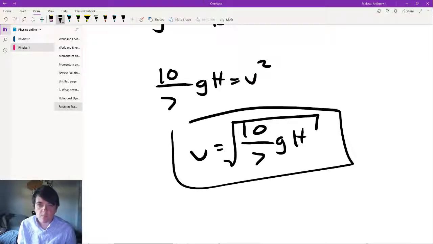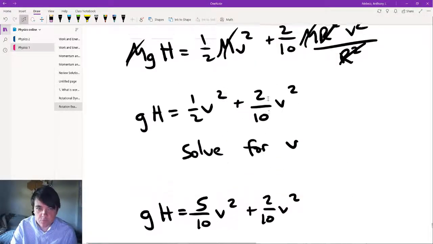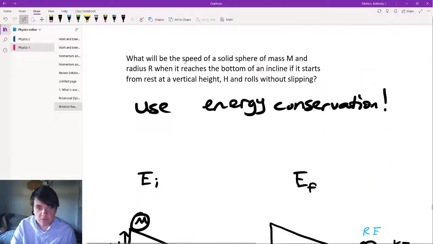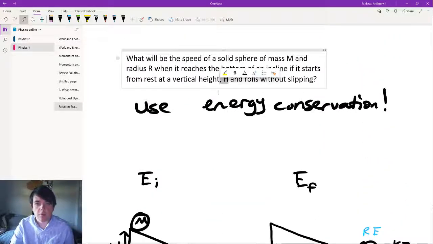And this is our answer, because we don't know what g is and we don't know what h is. We're just given these in terms of generic variables.